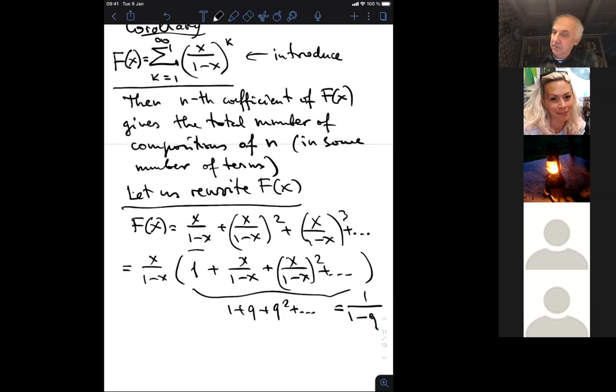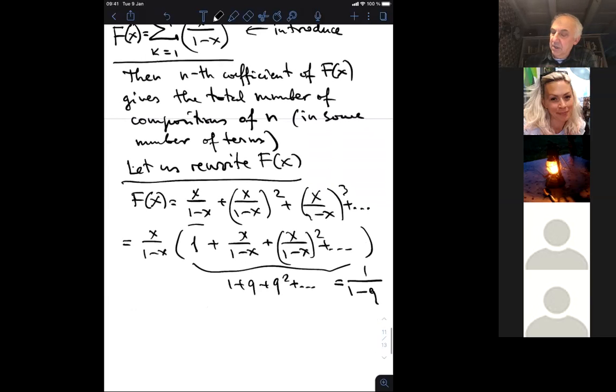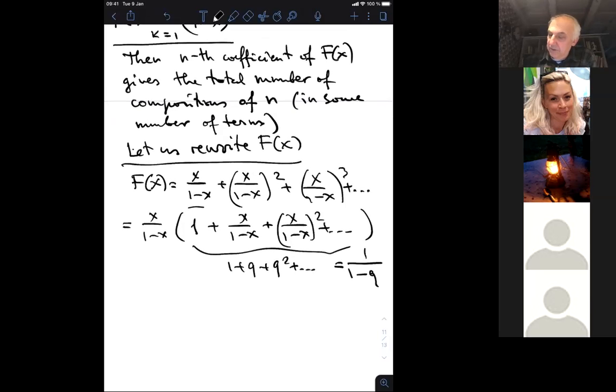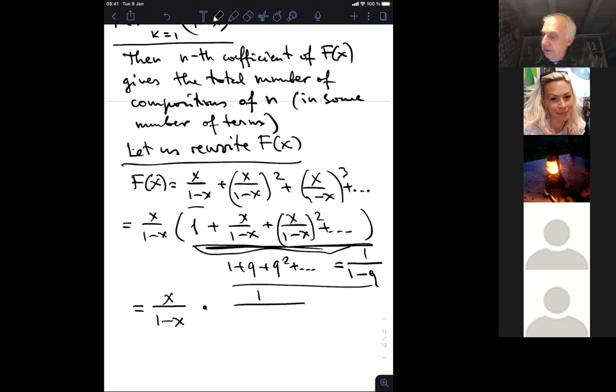And so we can easily see that for small x, this would be the case, that x divided by 1 minus x would be less than 1. Okay, so what's the outcome? The outcome would be x divided by 1 minus x. Now this series we can rewrite according to this formula: 1 divided by 1 minus x divided by 1 minus x.